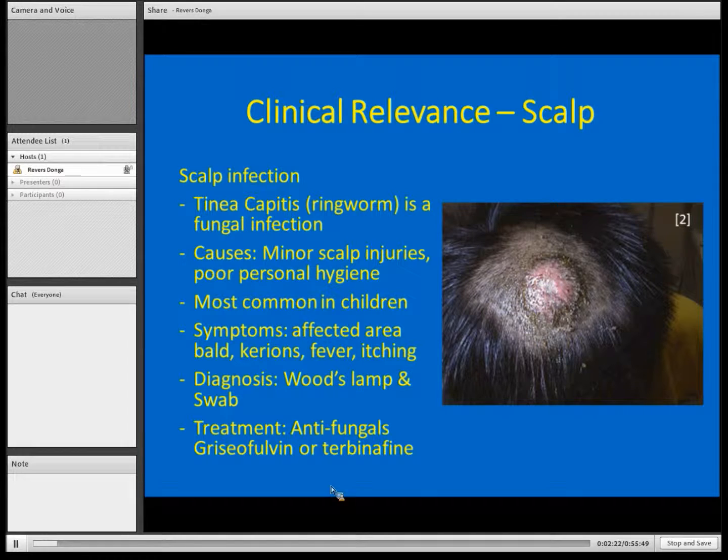To diagnose this, you use something called a Wood's lamp, which is essentially a UV light, and you swab the area to test for fungi. To treat it, you use the antifungals griseofulvin or terbinafine. Griseofulvin acts on the microtubules of the fungi, and terbinafine acts on the cell wall synthesis of the fungi and stops it.